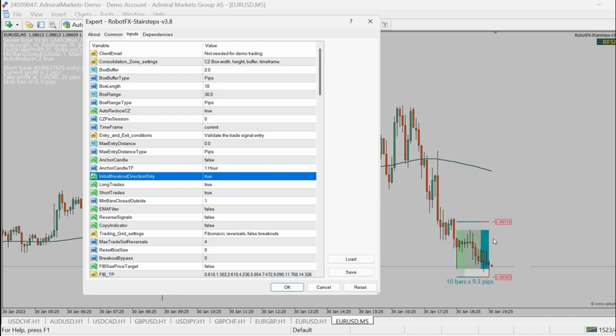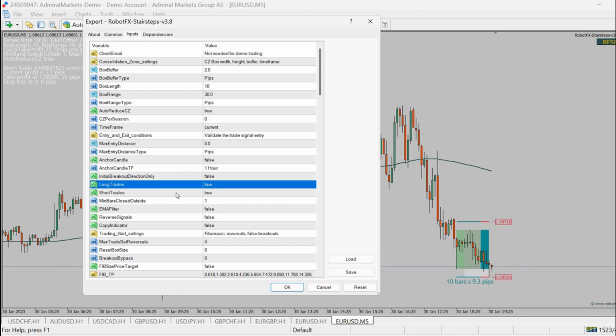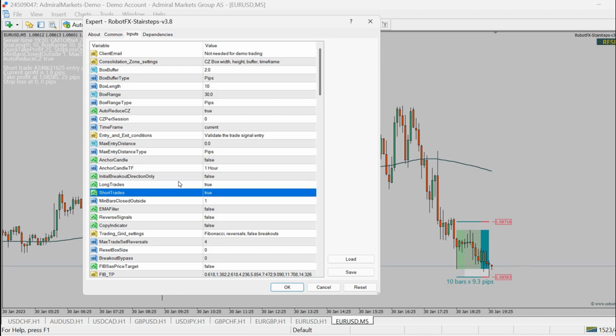There will be a sell signal, but it will ignore the buy signals because I will have the initial breakout direction only set to true. However, I'm going to leave it to false right now. We have the possibility to enable or disable trades by type. Also, you can allow the expert advisor to open only long trades or only short trades.